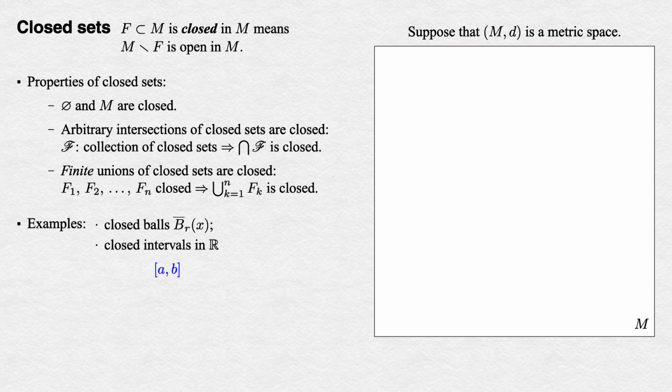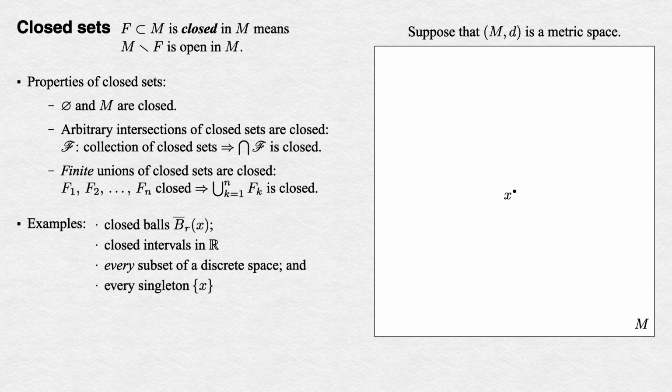Closed intervals in the real line are even easier. Their complements consist of two open intervals, which together form an open set. So closed intervals are indeed closed. We already saw that in a discrete space, every set is open. What about closed sets? Well, any subset of a discrete space is closed, because its complement, which is another subset of the discrete space, is open. So in a discrete space, every set is both open and closed.